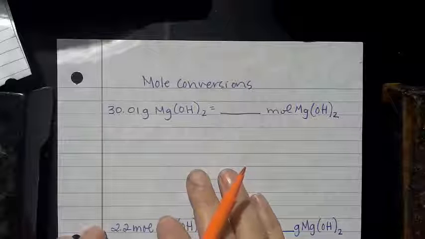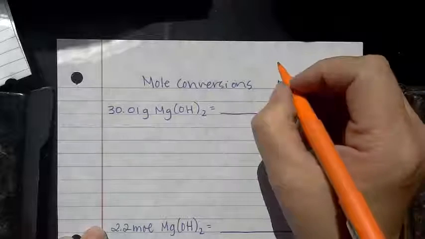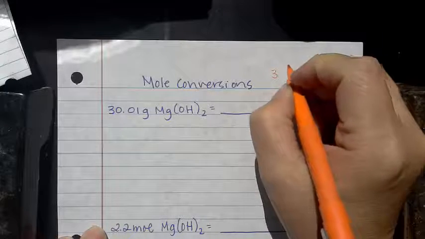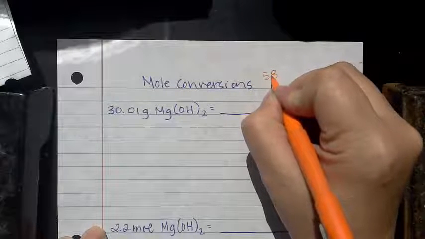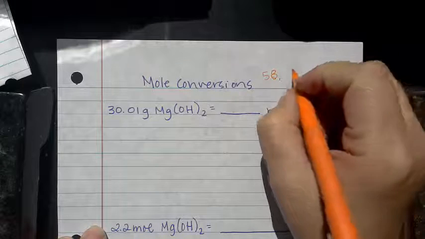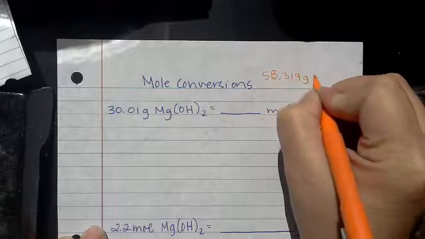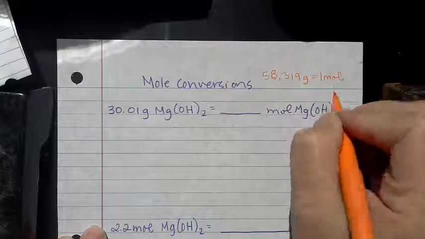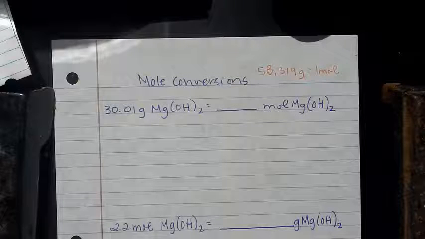The only thing you're going to need are the molar masses for the formulas that we're using, and the molar mass for magnesium hydroxide is 58.319. And that is in grams, and it's going to equal 1 mole. Alright, so the very first thing we're going to do is set up our dimensional analysis.